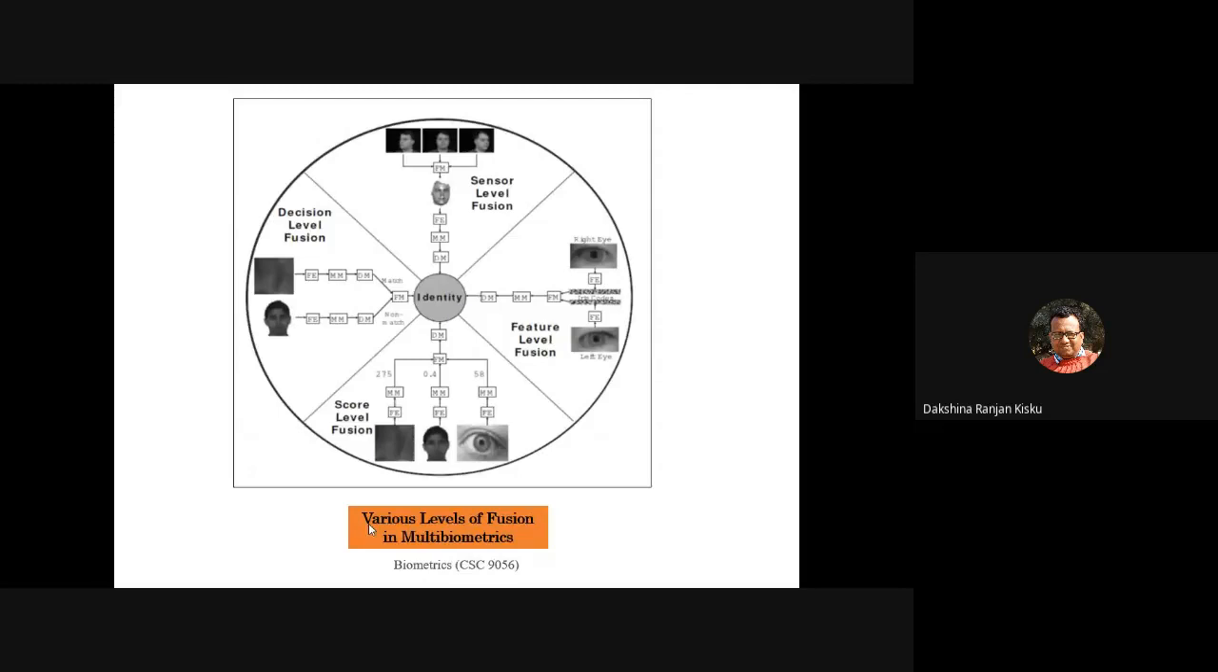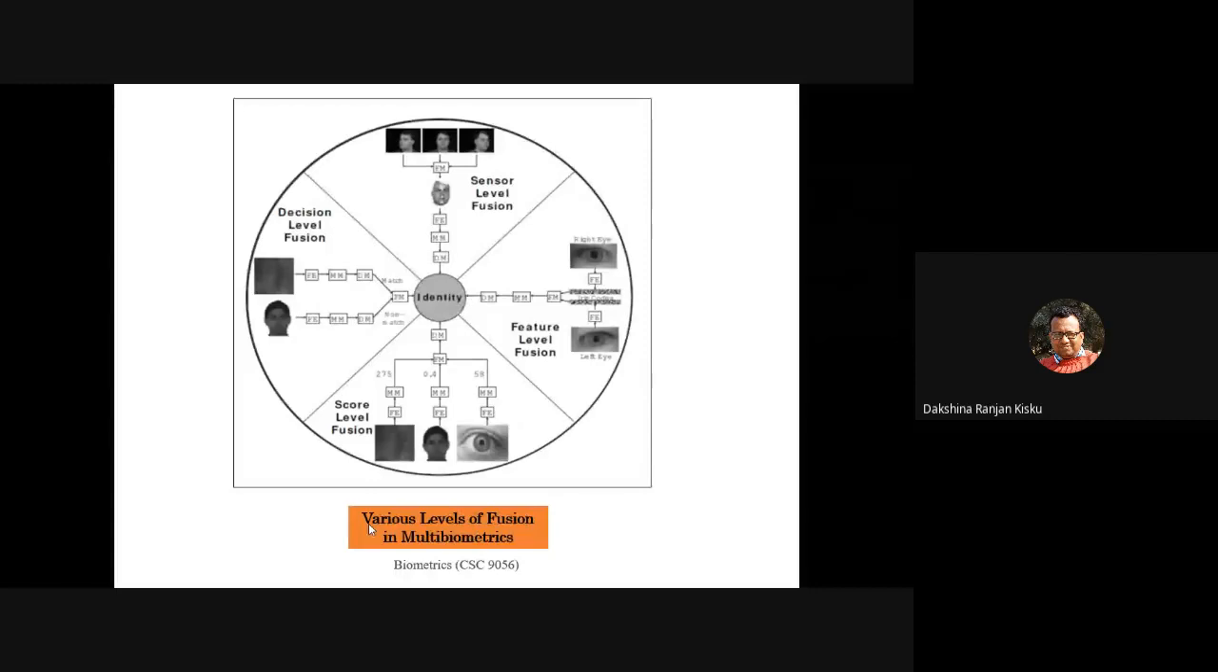And majority voting means the majority of the decisions will be taken as the final decision. For example, if we are using n number of biometric systems for decision level fusion, out of n biometric systems, if p biometric systems are generating the yes answer, where p is more than the remaining decisions of the n minus p biometric systems, then by majority voting we can have the decision for determining the identity of the person or identity of the subject.